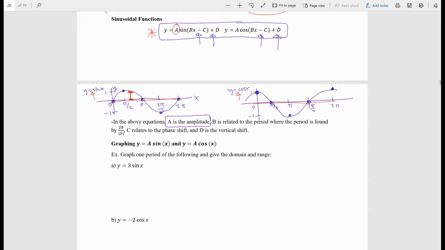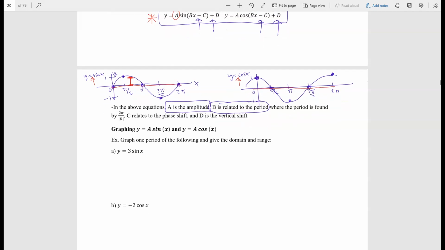So B here is related to the period. Basically, if you have a number in front of the x value, so if I had like sine of 2x, that's going to affect the period. It's not going to be from 0 to 2 pi anymore. Now it's going to be something different. The way that you can find the period is by taking 2 pi divided by b, because this b is basically how much you are compressing or stretching the x values.